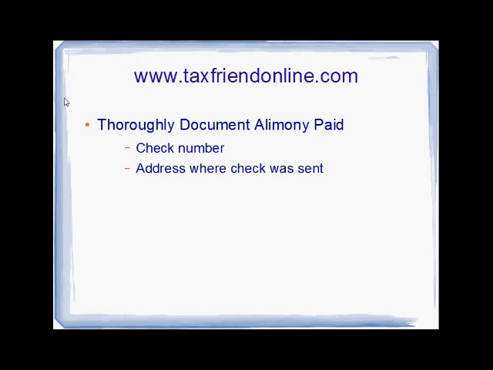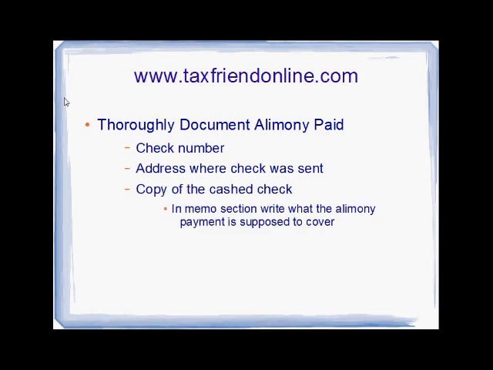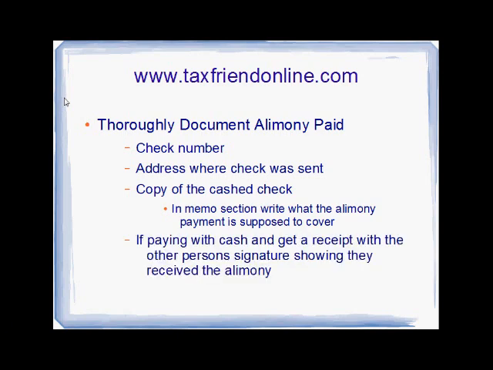Second is the address where the check was sent. Third of all, a copy of the cashed check. And remember, in the memo section, write what the alimony payment is supposed to cover. Now if you're paying with cash, get a receipt from the other person with a signature showing that they actually received the alimony.